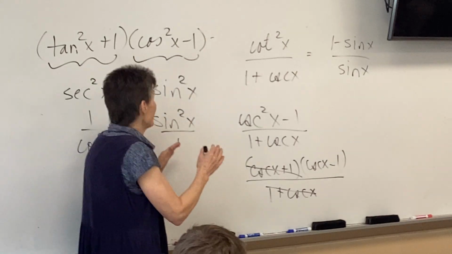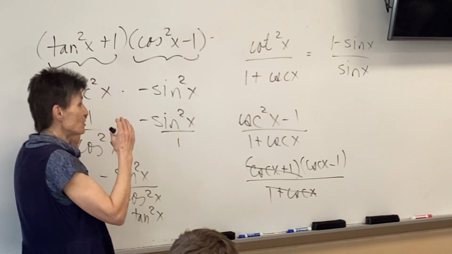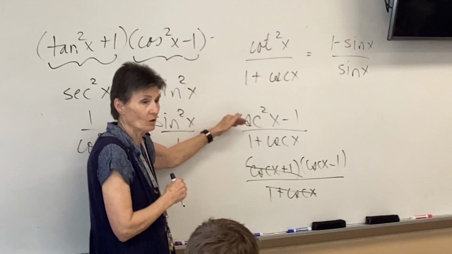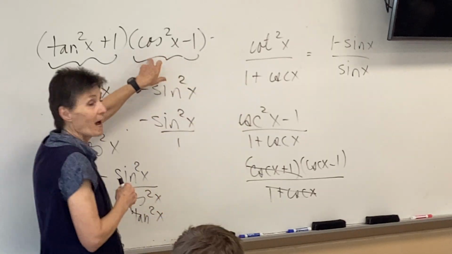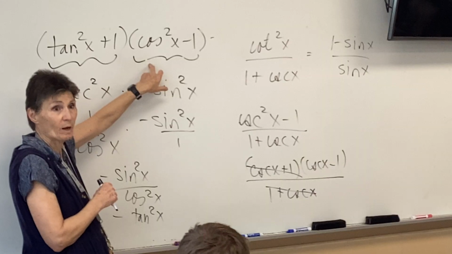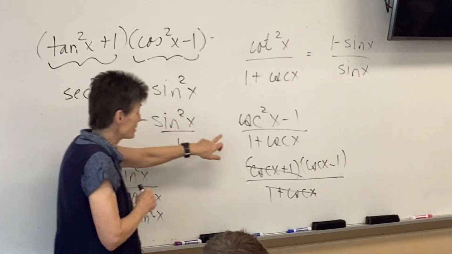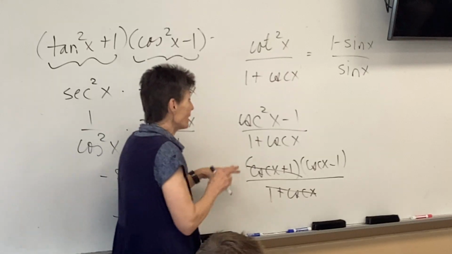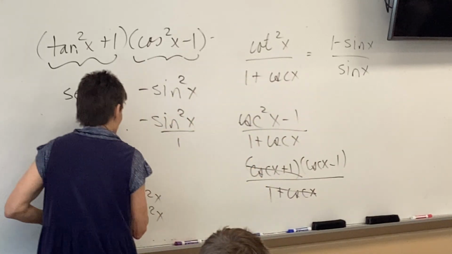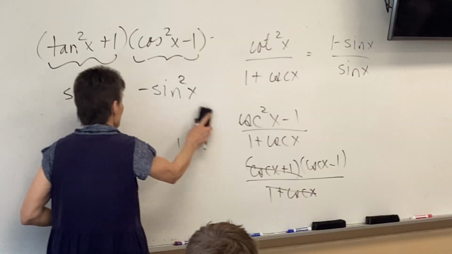Okay, so I don't want to harp on this point, but do you see why it was beneficial to factor that difference of squares? And it would not have been beneficial to factor this one, because this one had a denominator that I could cancel. Alright, so what am I left with? I'm just left with cosecant minus 1.